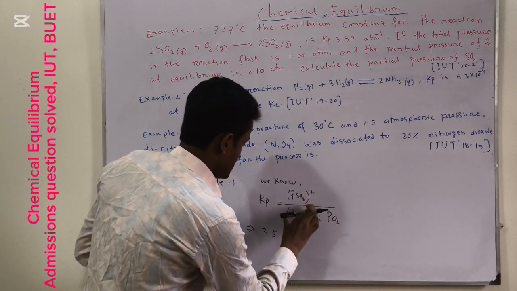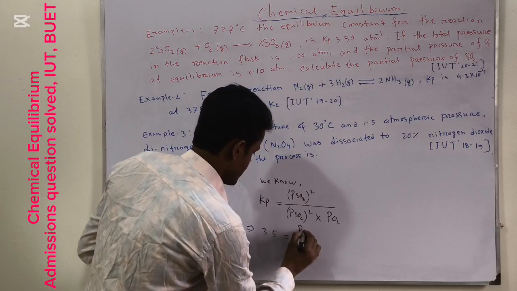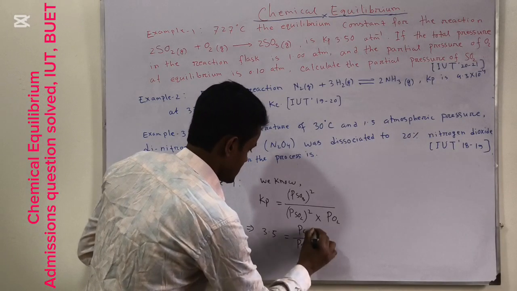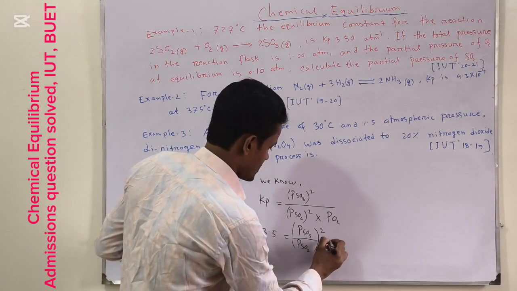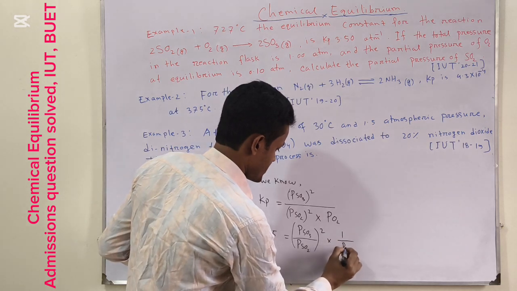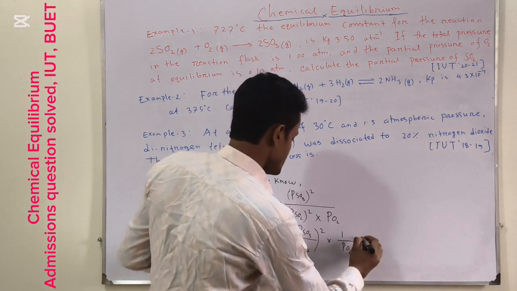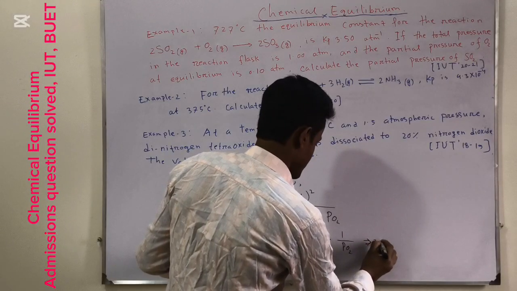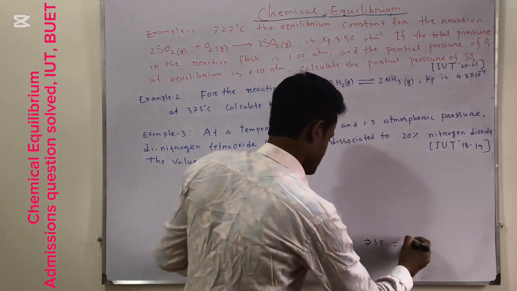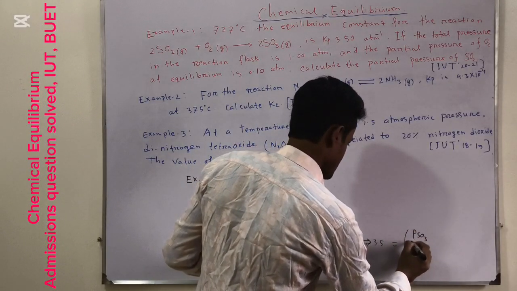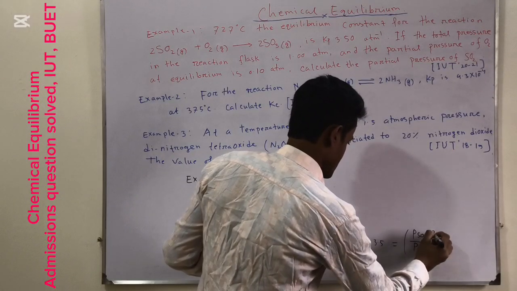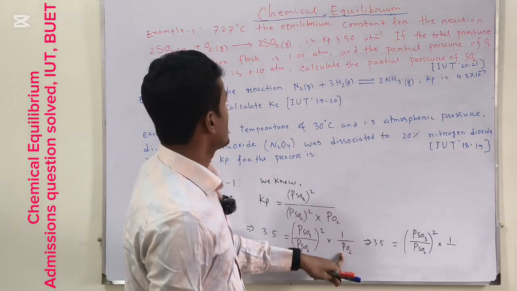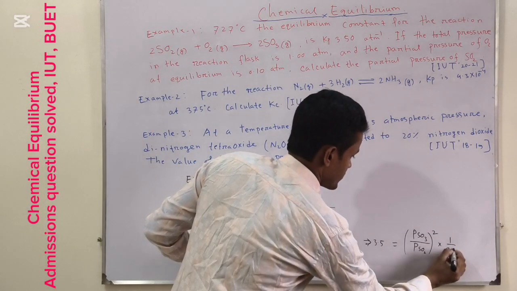We can write 3.5 equals the partial pressure of sulfur trioxide over the partial pressure of sulfur dioxide, whole squared, into 1 by the partial pressure of oxygen. Or 3.5 equals the partial pressure of sulfur dioxide whole squared into 1 by the partial pressure of oxygen, given that value 0.10.